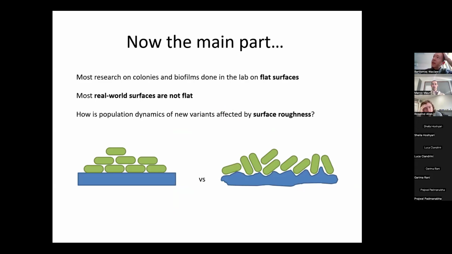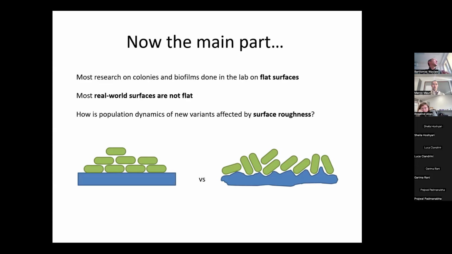All of this research that I have presented and also most of the research done by others have been done in the lab on flat surfaces, either on agarose petri dishes or small pieces of agarose under the microscope, or things like flow cells for culturing biofilms. But in nature, it's often not like that. Biofilms grow on all sorts of surfaces that can be rough, not flat. And so the natural question is, how is population dynamics and all these things that I've just presented affected by surface roughness?